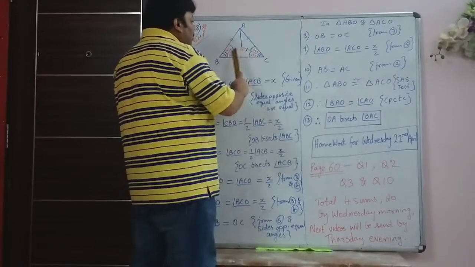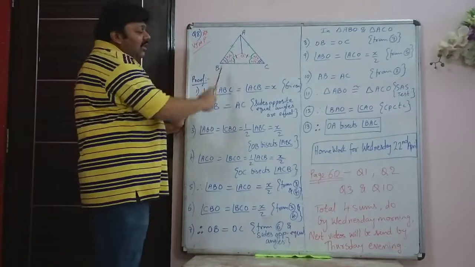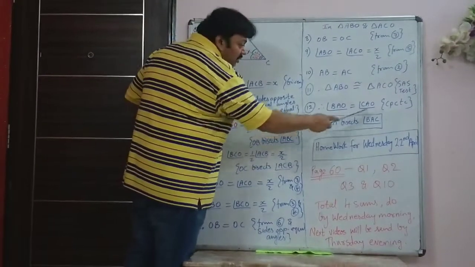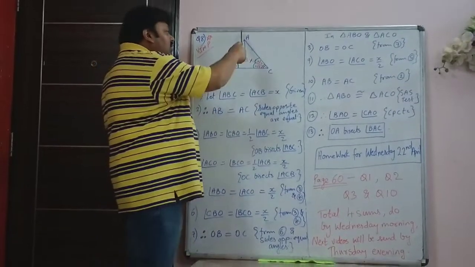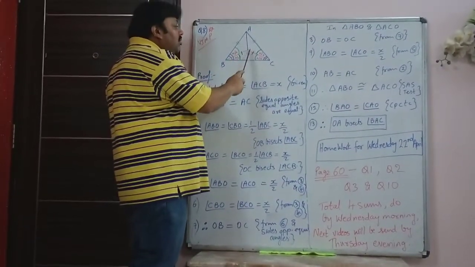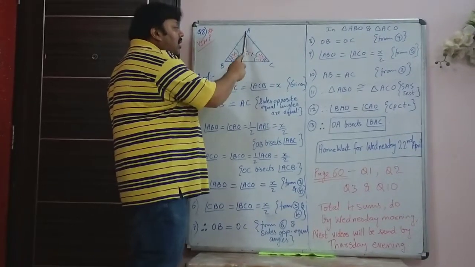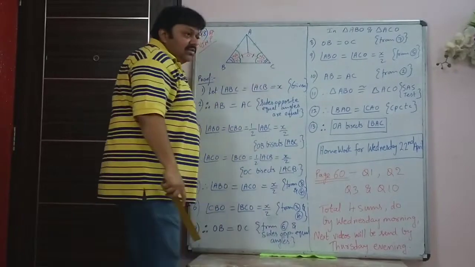So therefore the corresponding angles BAO is equal to CAO. BAO is equal to angle CAO by CPCTC. So because these two angles are equal, you can say that OA will bisect angle BAC. That is what is asked.